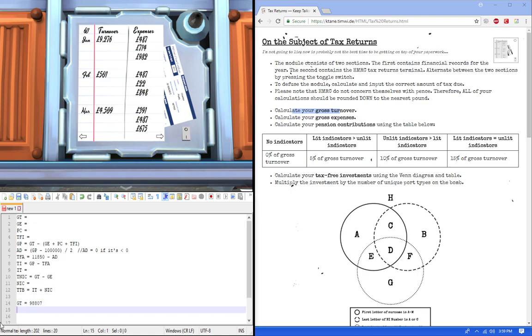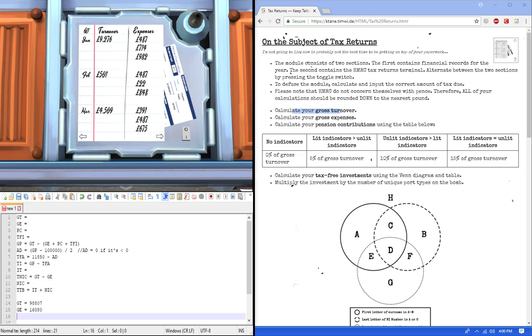Next, we have to calculate our gross expenses. Gross turnover is GT, so I'm going to label gross expenses as GE. So gross expenses is the sum of all the numbers under the expenses column. So give me 1 second here. My total expenses is 16,080.